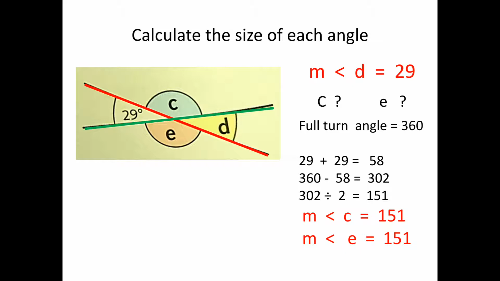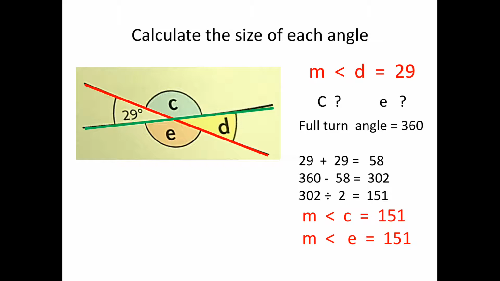I will repeat again what I said. I have here two lines, the red line and the green line, and they are forming four angles. Each two opposite angles are equal in measure. The upper and the lower are equal, C and E are equal, the right and the left are equal, D and the 29 are equal. I need to get the measure of each angle here. I started by getting angle D because that was the easiest one. D is opposite to the 29, so the measure of angle D will be equal to 29 degrees.